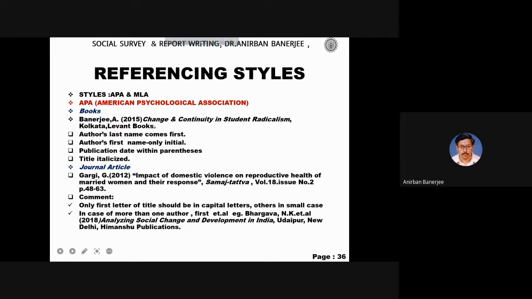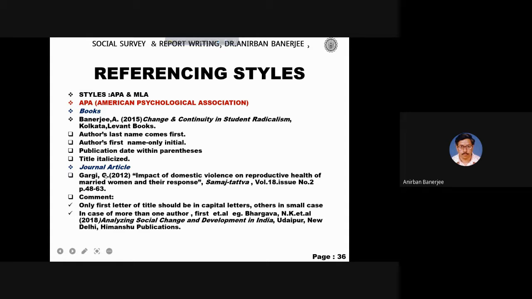This is the reference of a book. Banerjee A. 2015. Change and Continuity in Student Radicalism. Kolkata, 11 books. Here, the author's last name comes first. The author's first name is only an initial. The publication date is within parentheses. The title is italicized.